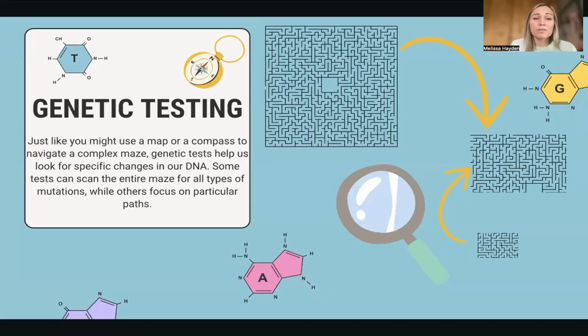To find out more about the mutations in our maze, scientists use various genetic testing methods. Think of these tests as special tools that help us explore and understand the paths better. Just like you might use a map or a compass to navigate a complex maze, genetic tests help us look for specific changes in our DNA. Some tests can scan the entire maze for all types of mutations, while others focus on particular paths. If you're looking for more information on genetic testing methods and interpretation, please watch our other videos.